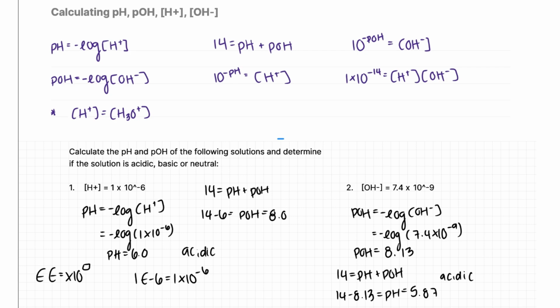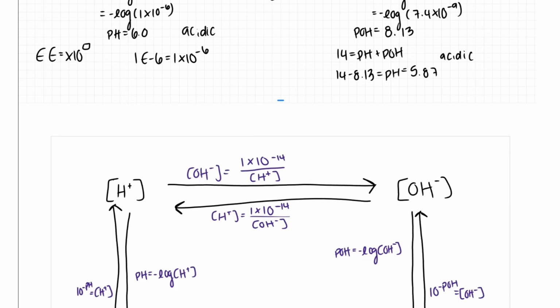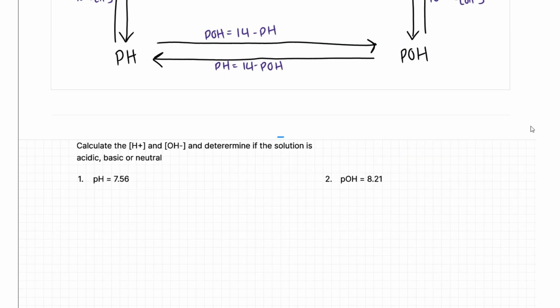If all of these equations seem hard to navigate and it's hard to understand which equation to use next, we can use this diagram to help us navigate all of the different ways of calculating the 4 variables. You just start with the variable that you have, find the variable that is needed, and follow the arrows with the associated equations to calculate. You can use this diagram to help you calculate the concentration of H plus and the concentration of OH minus for these pH and pOH values.